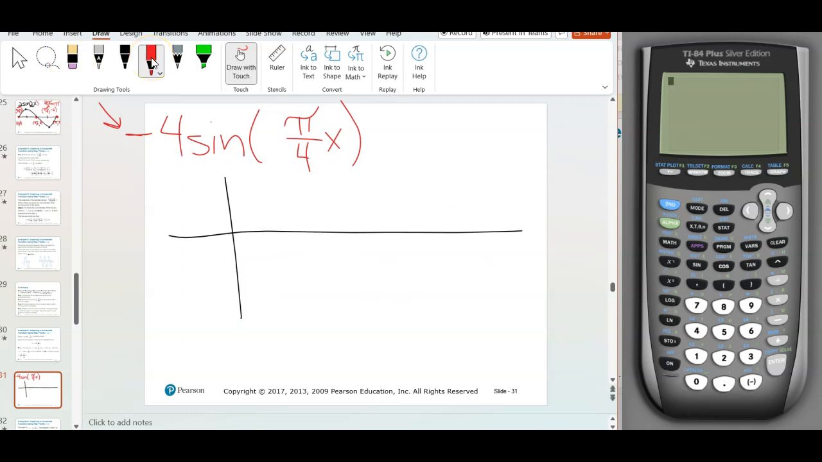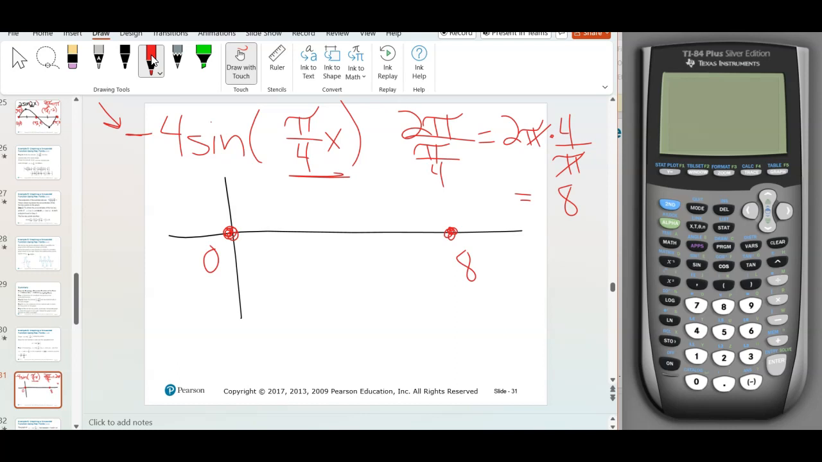Because there's nothing being added or subtracted from the x in here, we are going to hit the origin. The period, instead of it being 2 pi, we're going to have to divide by pi over 4. Remember how when we divide by a fraction, we multiply by the reciprocal. The pi's are going to cancel. So this has a period of 8 units. That means I'm going to get back to the midline at 8, 0. So there's the origin at 0, 0, and 8, 0, we're going to be all the way back.